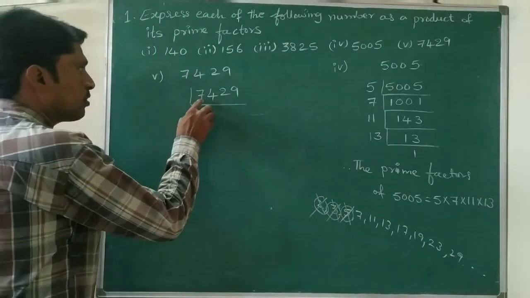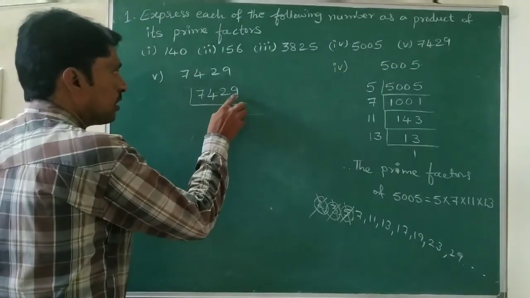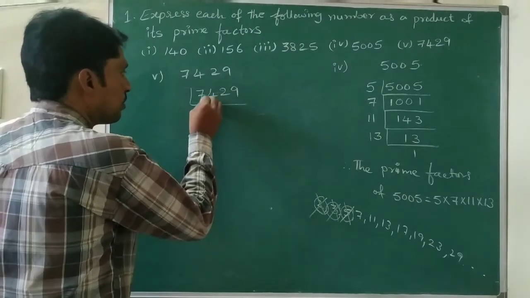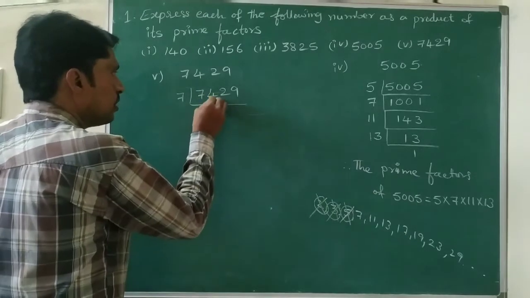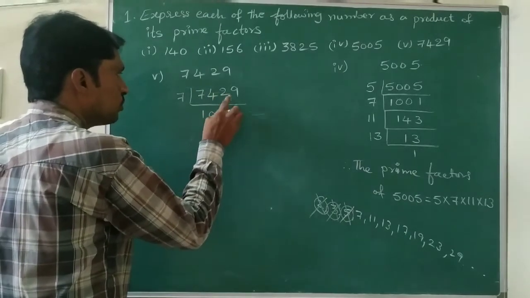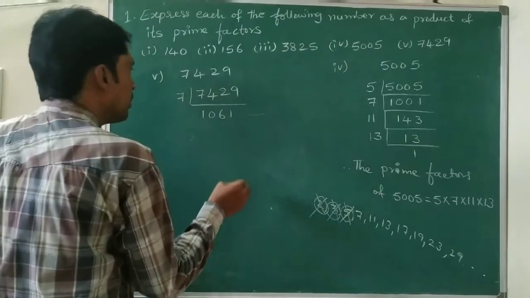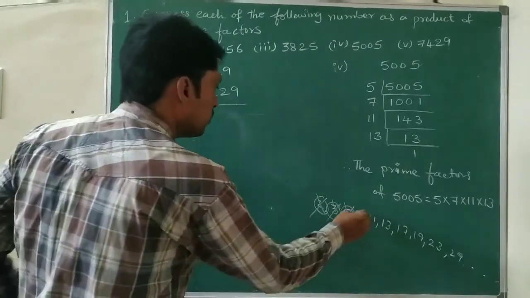7 once you have to say 7 on the 7. Check it once. 7 on the 7. Here 0. 7 6 are 42, means 9. 7 on the, it is not possible. 7 also it is not possible.